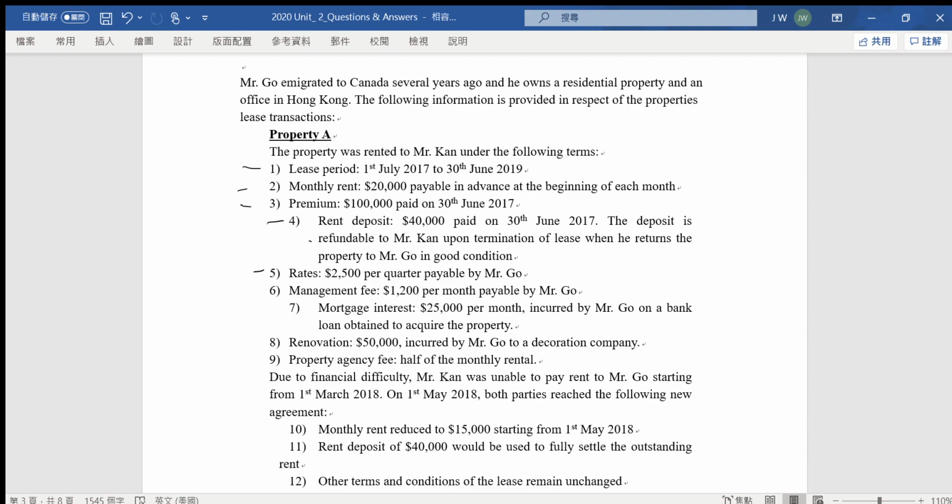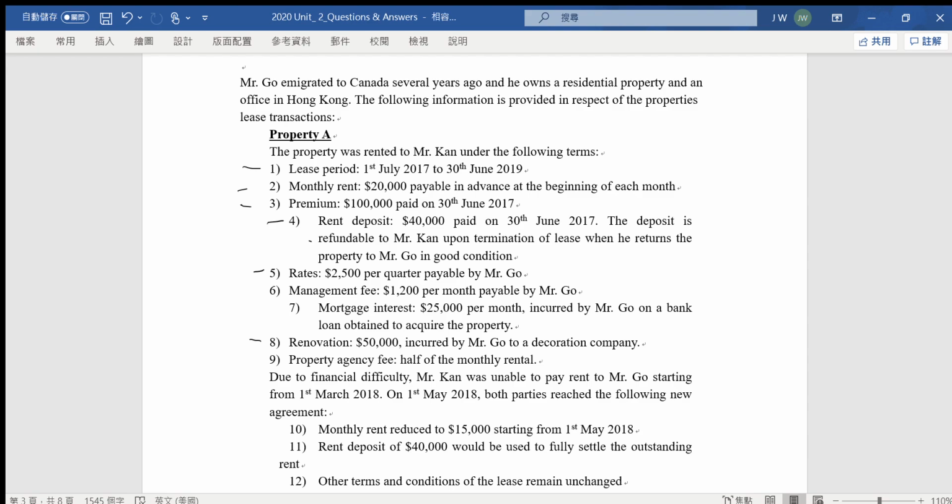Mortgage interest, okay, and I have already mentioned that it cannot be deducted under property tax, although that is 35,000 per month being paid by Mr. Goh. And number 8, renovation, which is about the redecoration expenses incurred by Mr. Goh. But no matter how, you will find that there is no actual expenses deduction, and that's why you can also ignore this one. And number 9, property agent's fee, half of the monthly rent, and that is an expense also. Mr. Goh needs to pay this agency fee to the agent, and that's why there is no actual expenses deduction. This one can also be ignored.